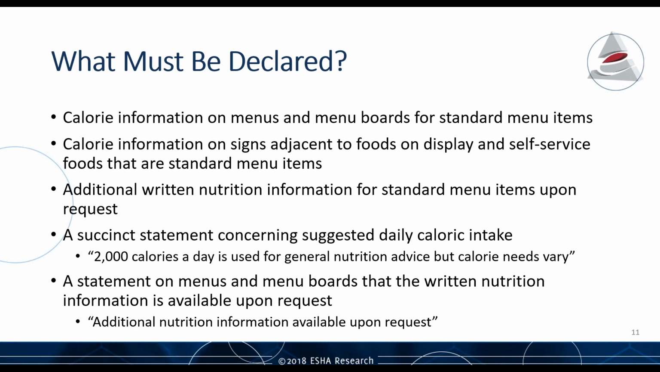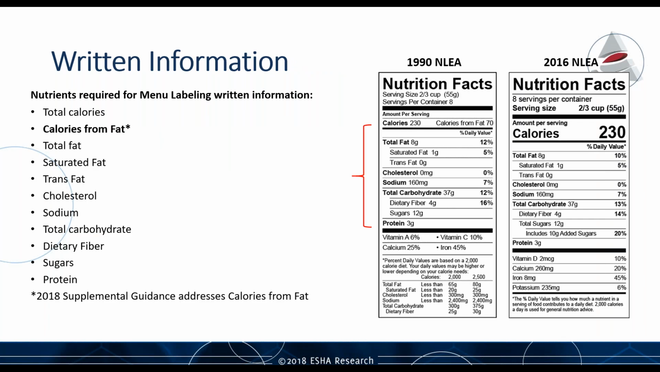Additional written nutrition information for standard menu items must be available upon request. A succinct statement concerning suggested daily caloric intake and a statement that the additional nutrient information is available upon request must also be present. In addition to calories, nutrient information available upon request includes calories from fat, total fat, saturated fat, trans fat, cholesterol, sodium, total carbohydrate, dietary fiber, sugars, and protein.